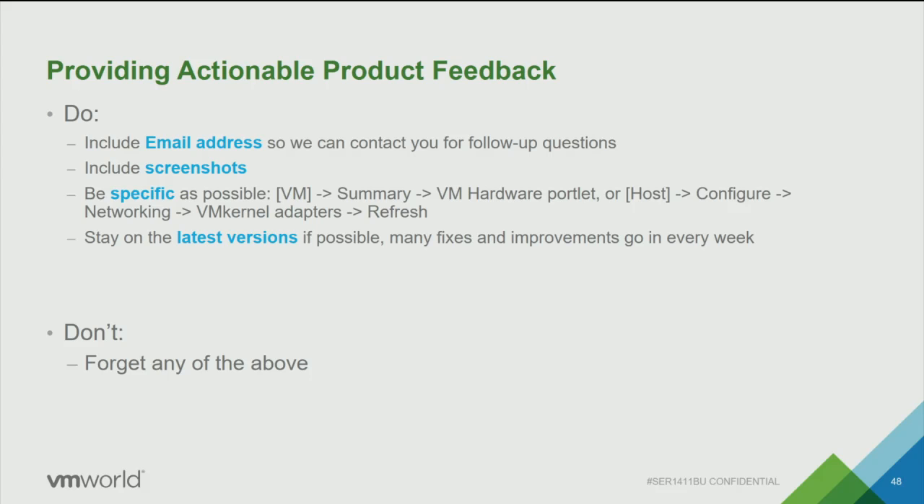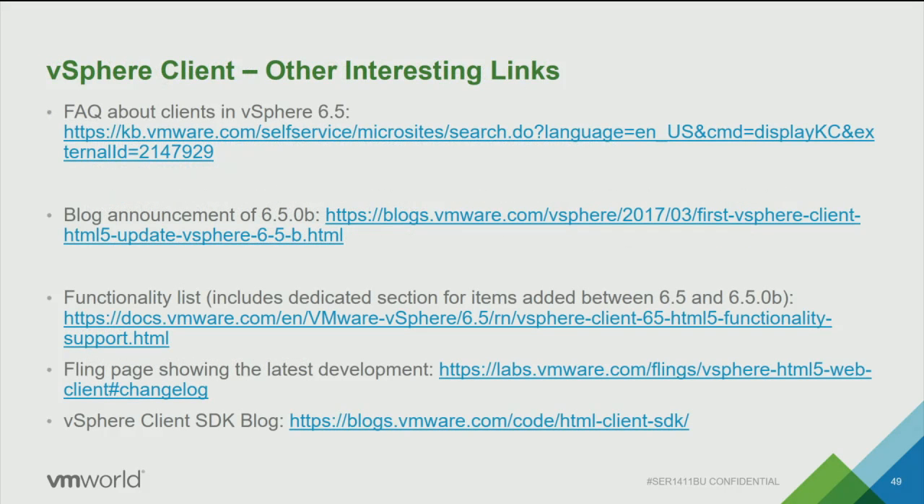So don't forget any of the above. I couldn't figure out what else to put in the don'ts. But here are a few more links. This is mostly for the recording. I don't expect you to write these down or type these in. But if you're viewing the recording later, there's a bunch of information. In fact, you could probably just search for these keywords and find it online. I mentioned earlier the supported functionality list for vSphere 6.5 is probably one of the more important pieces you'll see there.